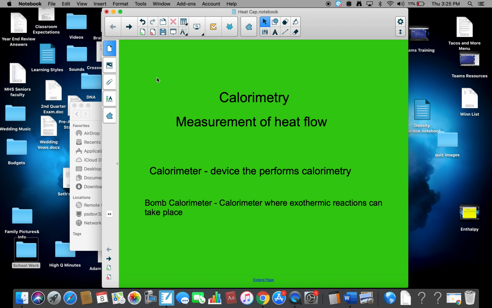Calorimetry is the measure of heat flow. The device we use to perform calorimetry is called a calorimeter. If we have an exothermic reaction, we often use a bomb calorimeter, where exothermic reactions take place. Don't get too excited with the term bomb. It just means that heat goes off in it. Your bomb calorimeter is two styrofoam cups.